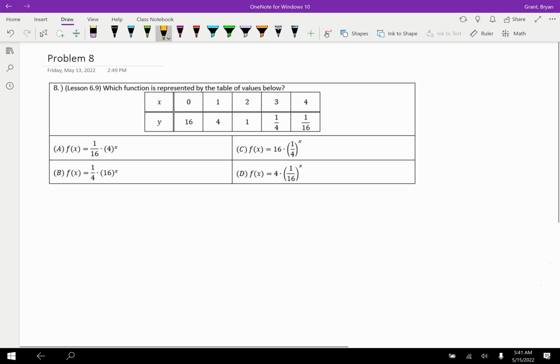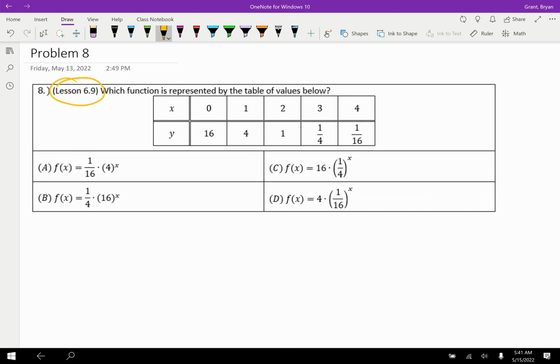We're looking at Problem 8 today, which comes from Lesson 6.9. Our question is, which function is represented by the table of values below? So the idea is, one of these four equations is going to be able to take every x value up here, and when you substitute the x value in, it should give you the corresponding y value.